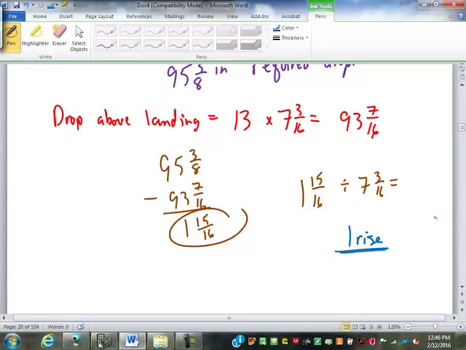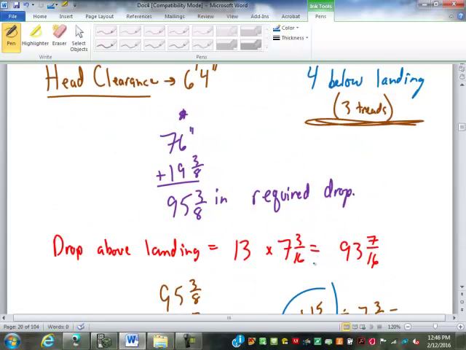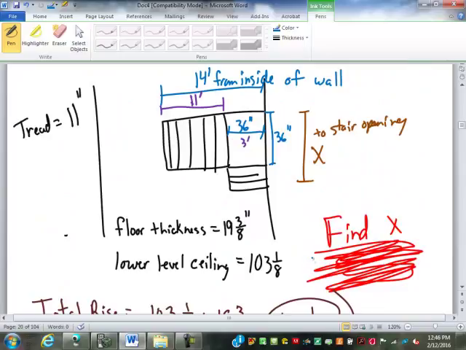What that is telling us is the landing itself is only about 2 inches too high to give us our head clearance. We're only about 2 inches away from being able to go to the landing and turn and having the head clearance if the floor just stays at its height. So all that means is we have to go a minimum of 1 tread, right? So what we're going to add to our 36 inches here is 11 inches. So X is 47 inches.